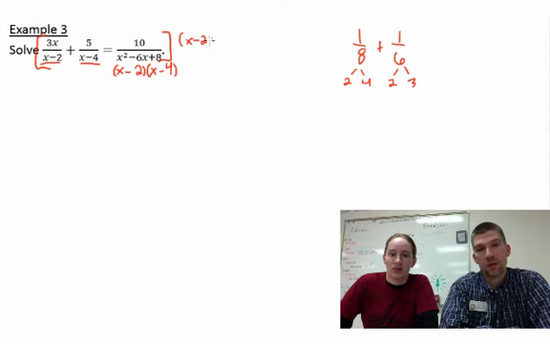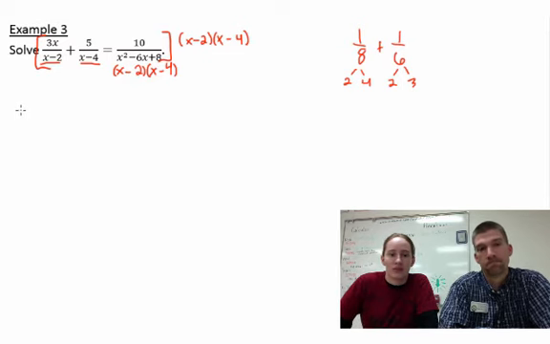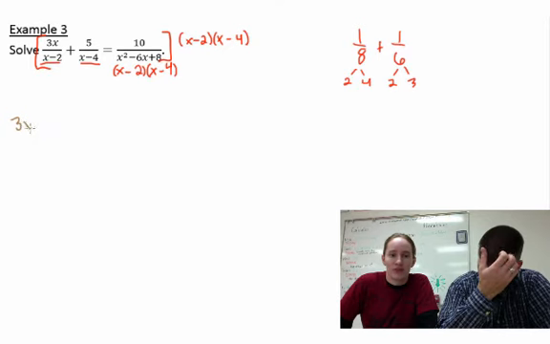So multiply the whole thing. And again, like we said on the very first slide, you've got to multiply every single thing on both sides by x minus 2, x minus 4. That's a simple rule of algebra that you picked up when you took Algebra 1.